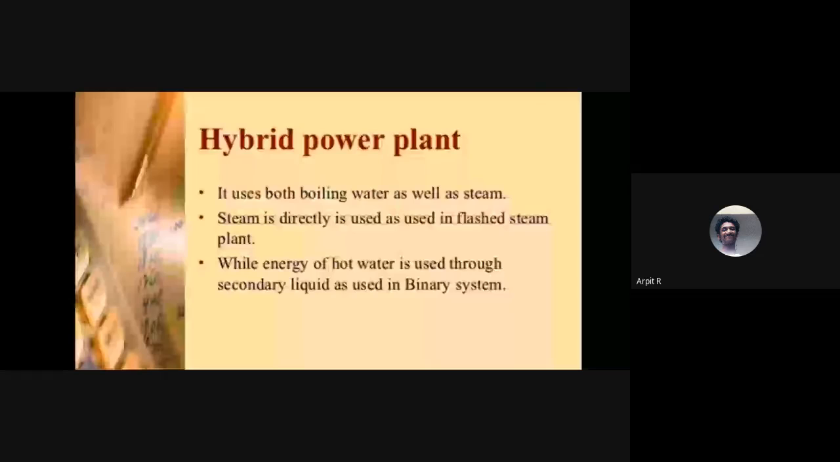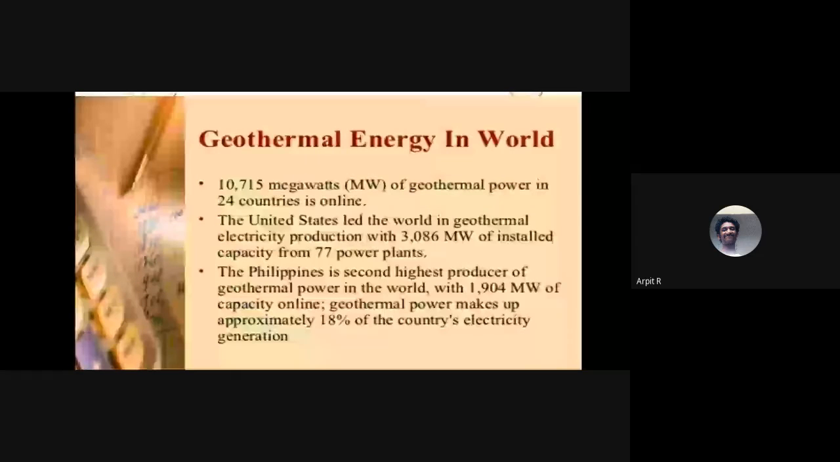Then, geothermal energy in the world. 10,715 megawatts of geothermal power in 24 countries is online. The United States led the world in geothermal electricity production with 3,086 megawatts of installed capacity from 77 power plants. The first producer is the United States and the Philippines is the second highest producer of geothermal power in the world.